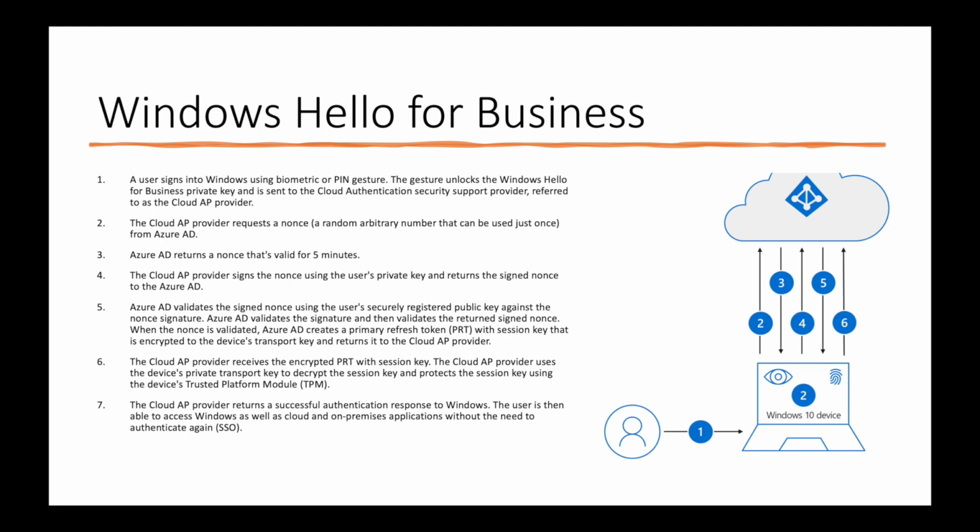And then the cloud provider signs the nonce using the user's private key and returns a signed nonce to Azure AD. And then Azure AD validates the signed nonce using the user's registered public key against the nonce signature. Once that happens, the cloud API provider receives the encrypted PRT with session key, and then the cloud API provider returns a successful authentication response to Windows.